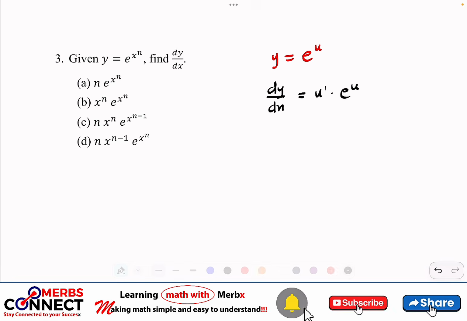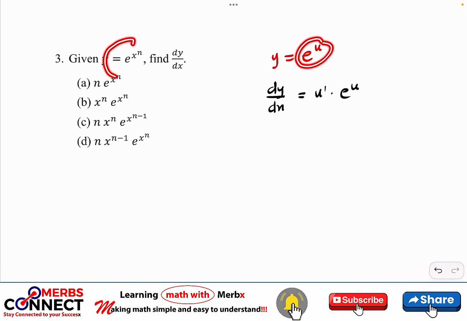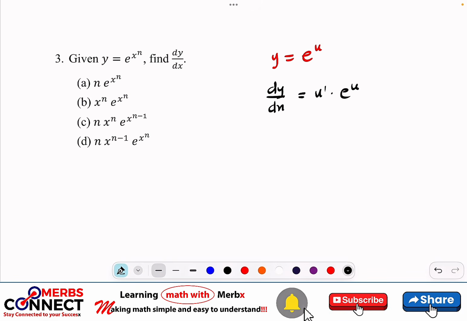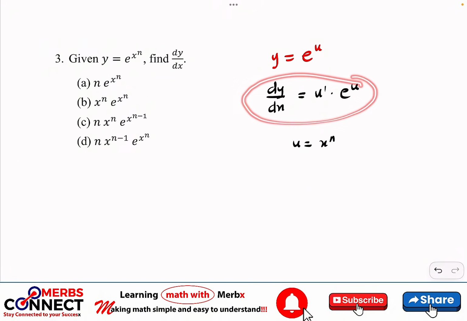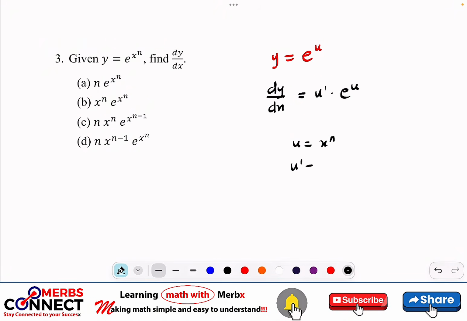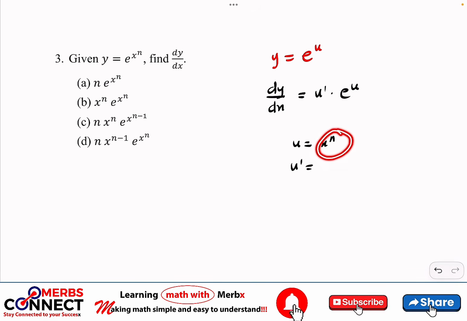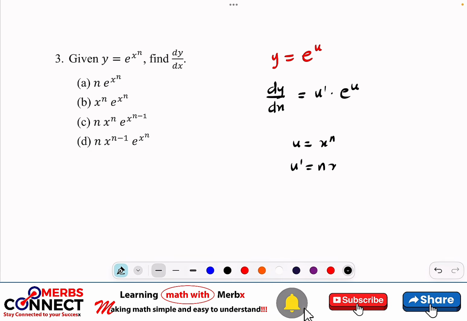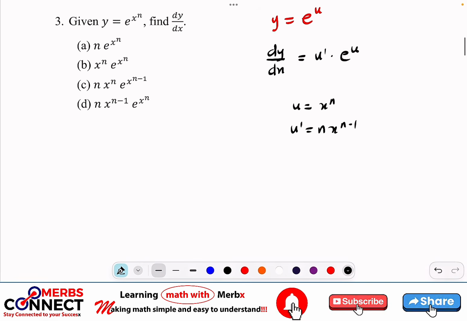Now when you compare this to this, we can see that our u is equal to x to the power n. When you look at the formula here, we need u prime. So what will be u prime? Okay, let's do that. u prime, using the power rule, is n x to the n minus 1, right? Now using our formula here, we just do substitution for u prime and u, and then we have gotten the result that we need here.